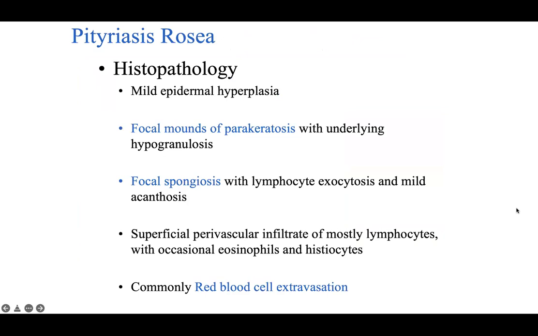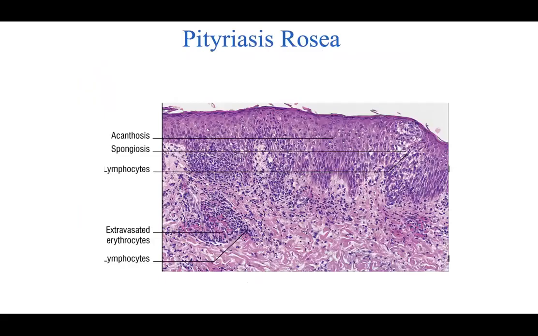Now, what are you going to find in histopathology? So it can be pretty subtle. Now, this is obviously pathologic, but what I mean by subtle is that it seems nonspecific, and you have to put it together with the clinical suspicion in the scenario. But you'll find some acanthosis and spongiosis. You'll find some lymphocytes that can be exocytosed into the epidermis.